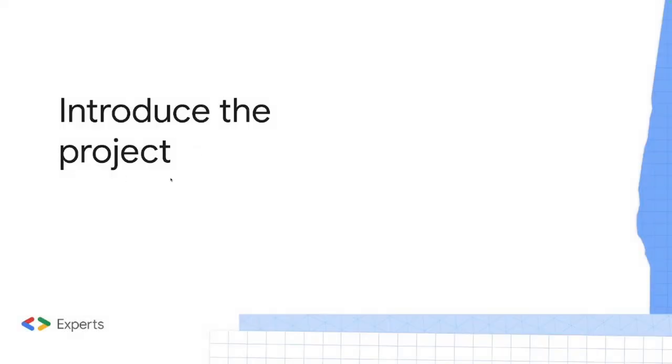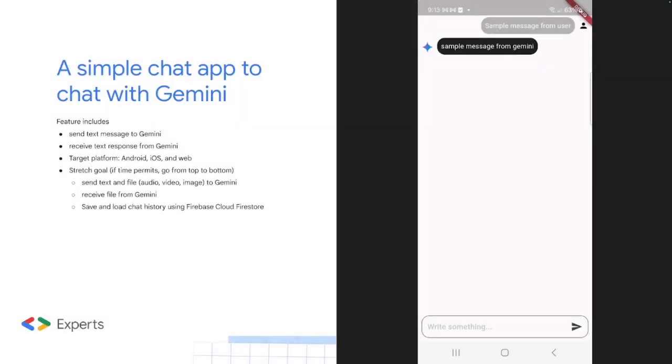Now, I'm going to introduce the project I'm going to do today. The project is a very simple chat app to chat with Gemini, and the UI is as simple as this. We have a chat bubble from the user, and then Gemini will respond with a chat bubble. We have a message box where the user can type something, and then tap enter or click on this send button to send that message.